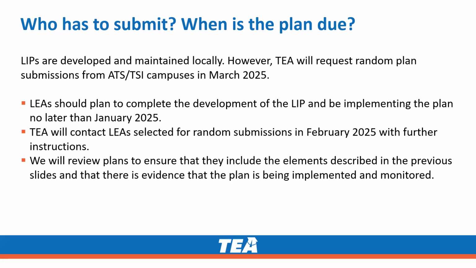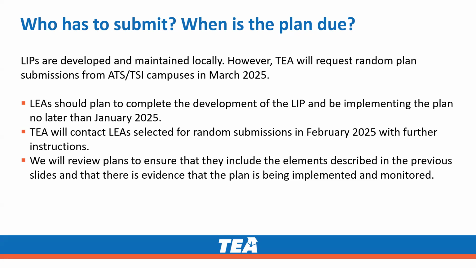All right, finally, I want to talk about local improvement plan submission timelines. So who has to submit this plan and when is it due? These plans are developed and maintained locally, and in general, most folks will not need to submit this plan to the agency. However, we will request some random plan submissions from these ATS and TSI campuses in around March of 2025. So what does that mean for your timeline?